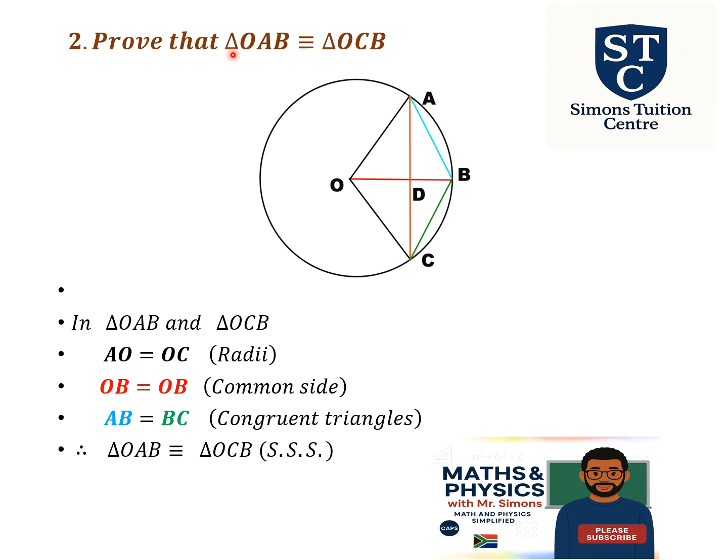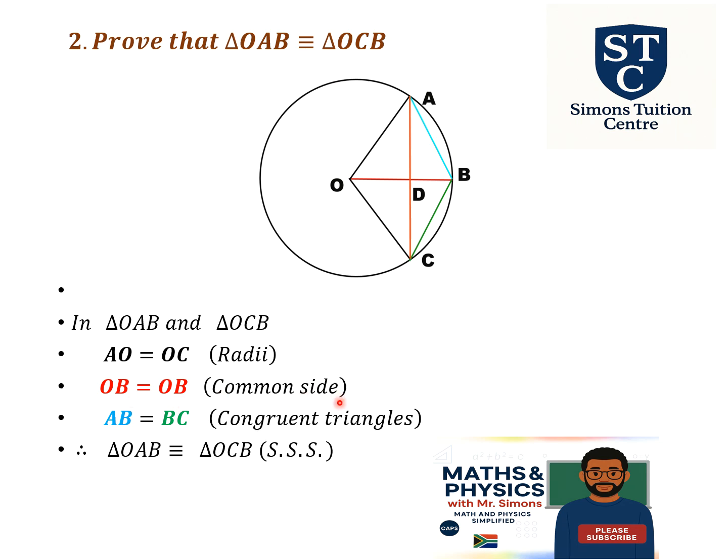Prove that triangle OAB, that whole big triangle there, is congruent to OCB. So in triangles AOB and OCB, AO and OC are both radii, therefore they are equal. That line OB belongs to this triangle, my apologies, and it belongs to the second triangle there. Therefore, it is a common side. So we say OB equals OB, common side, or you can write OB is common.